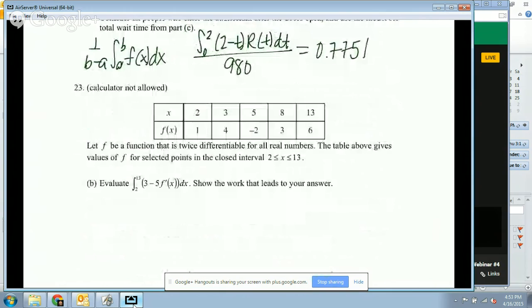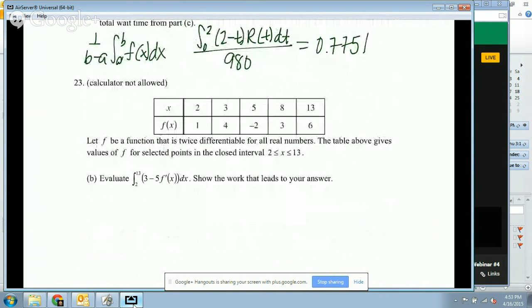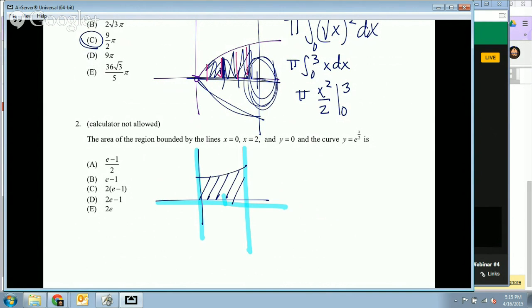Okay, I'm taking a look at number 23. So this is a function that is twice differentiable for all real numbers. The table above gives values of f for selected points on this closed interval. They want you to evaluate the integral of 3 minus f prime of x dx. So I'm looking for this area right here. Okay, so it's the integral from 0 to 2 of e to the x over 2 dx.